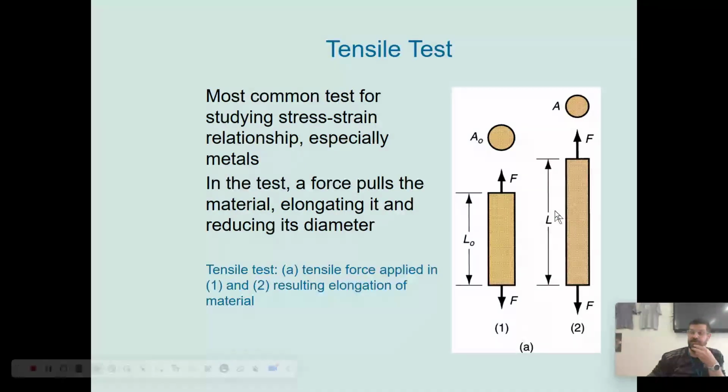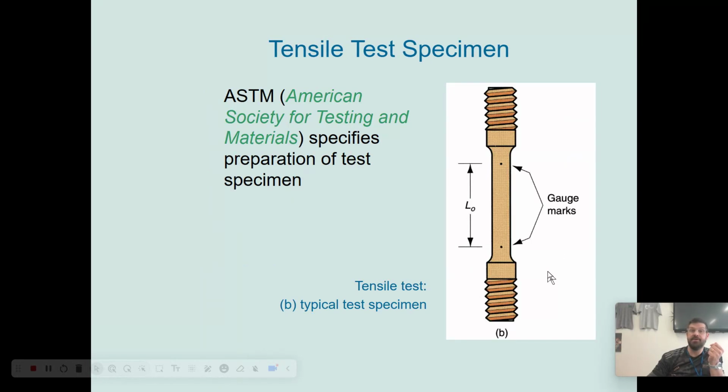And what you're doing in a stress test is you're measuring how much force you're applying, and then you're seeing how much it lengthens before it kind of changes permanently, okay?